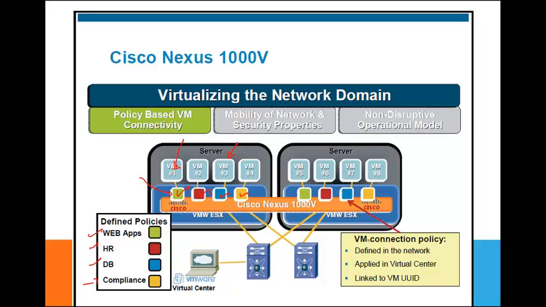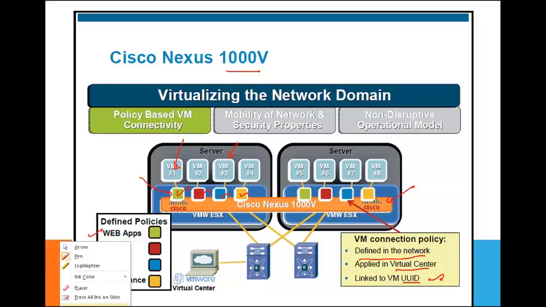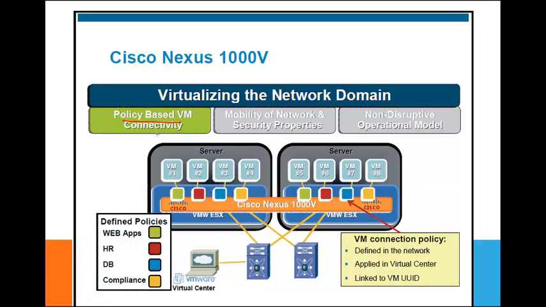This policy based connectivity is defined in the network itself, this virtual network, using the vCenter client software to be more precise. And to identify the VM device, we have UUIDs like a MAC address, which will be tagged and sent to and fro. We'll talk about these things later as we go deep into 1000V. So what we have is policy based VM connectivity.